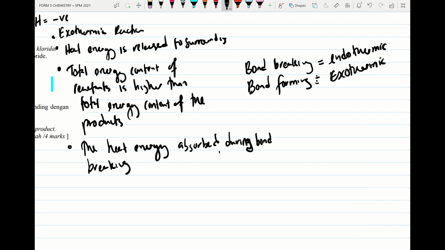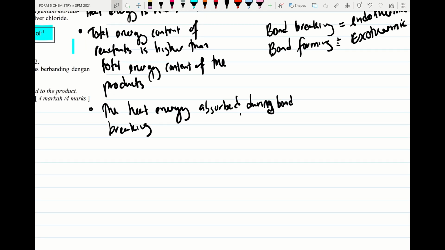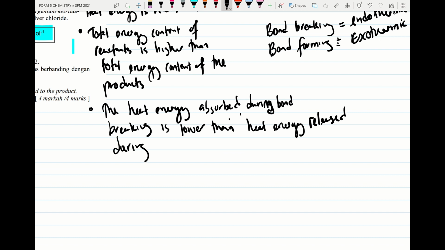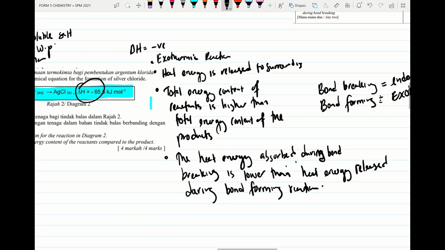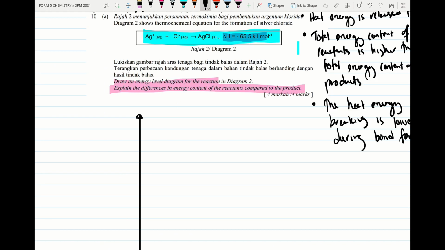Bond forming reaction. Okay, heat energy absorbed during bond breaking is lower than heat energy released during bond forming reaction. So all these points must be remembered for endothermic reaction. Now read the question. All right, now we try to read the question.